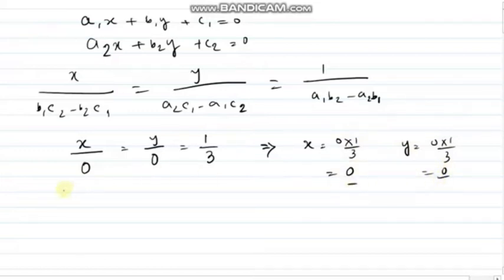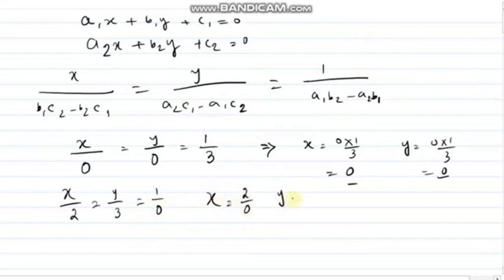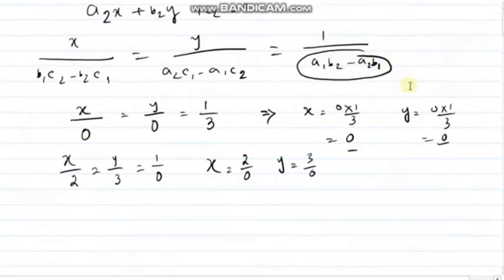Now what will happen if it is x divided by 2, y divided by 3 and 1 divided by 0? At that time x will become 2 divided by 0, y will also become 3 divided by 0, and we know that we can't divide anything by 0. So the problem is going to happen if this part becomes 0. So what is going to happen if this part becomes 0?